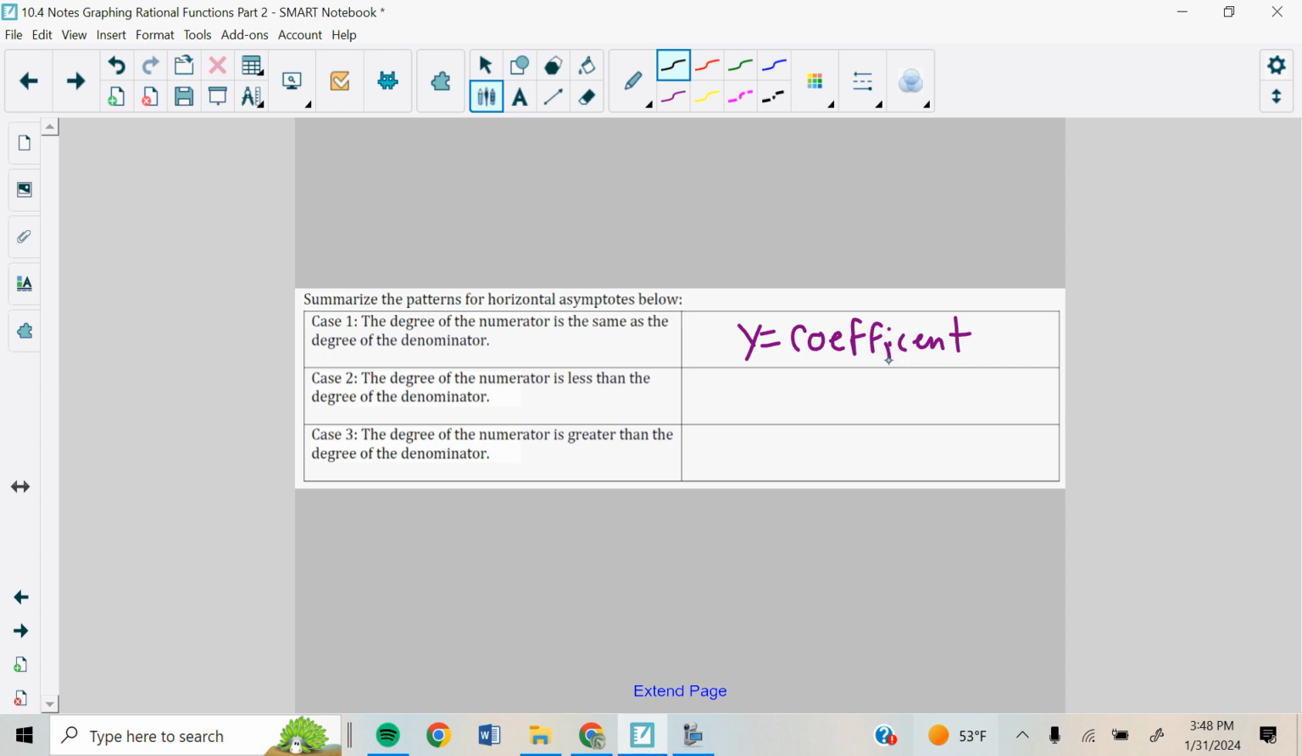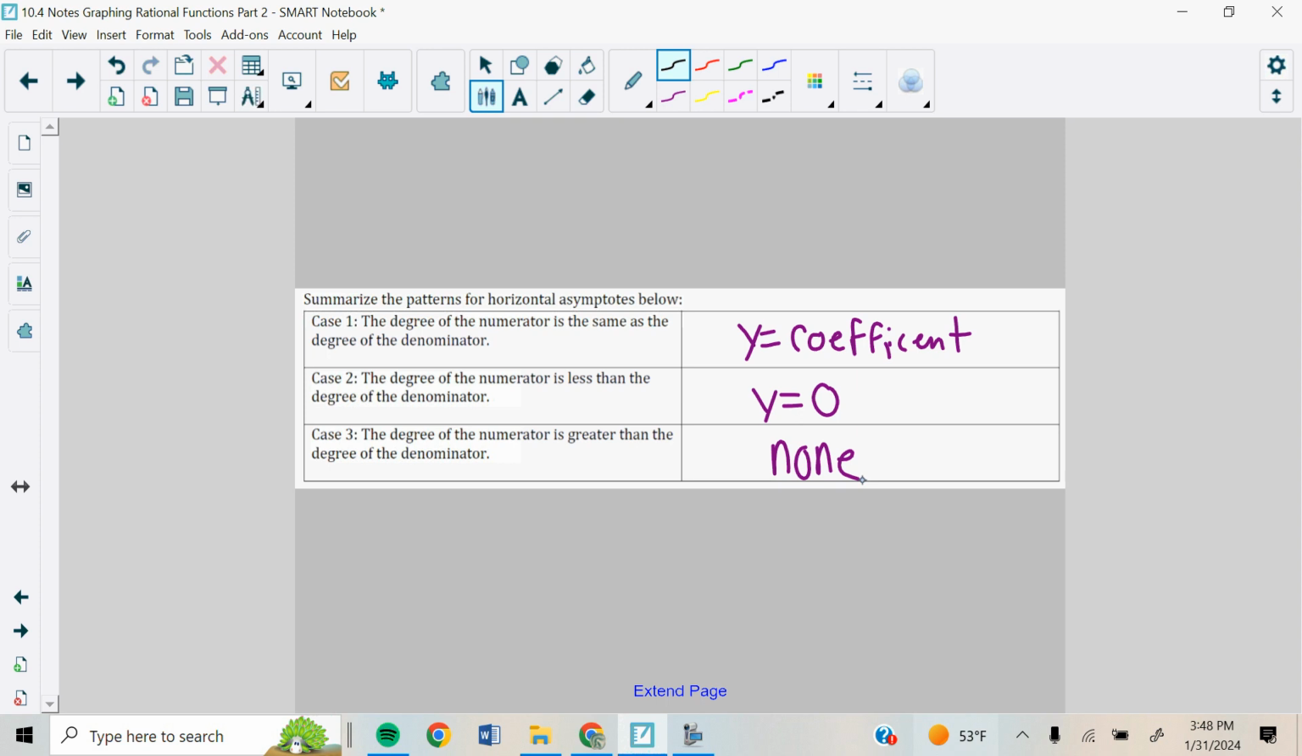In case 2, the degree of the numerator is less than the degree of the denominator. So that means that the denominator has a bigger one. So we get y equals 0. And then case 3 is when our denominator has the smaller exponent and the numerator has the larger exponent. So we get none.